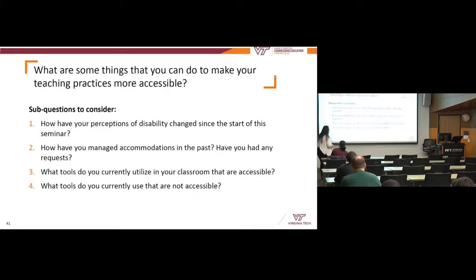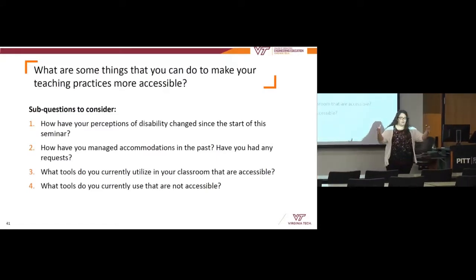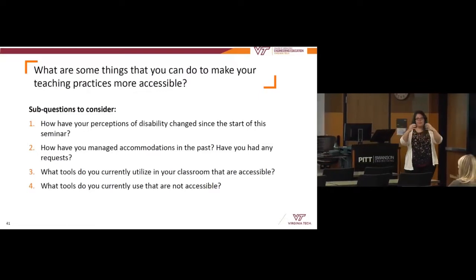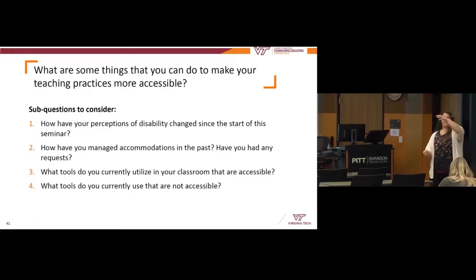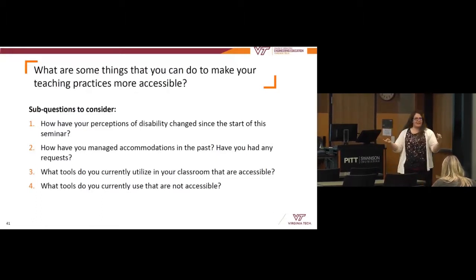What are some of the things that you talked about in your groups? Since we have a mix of people, it doesn't necessarily have to be directed towards disability. I'm curious about some of the things that stuck out at you, whether you're teaching a class or a student in a class, or your interactions with accommodations and things. What are some of the things that you talked about?